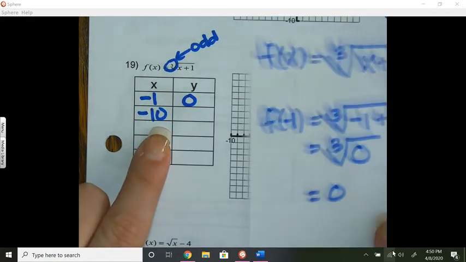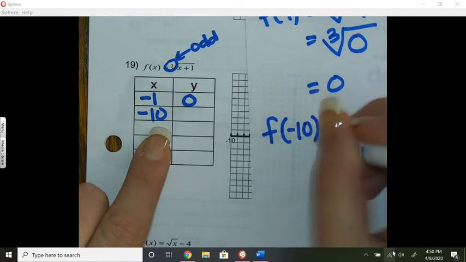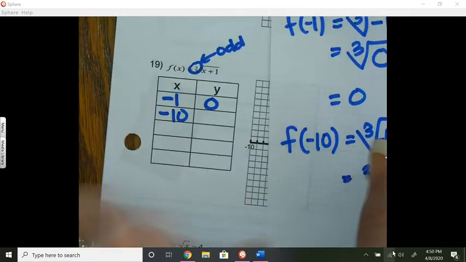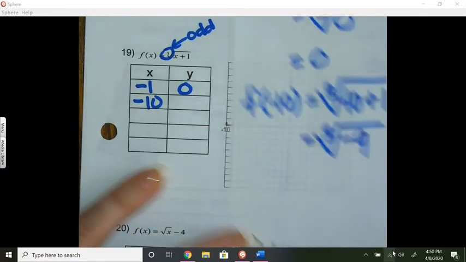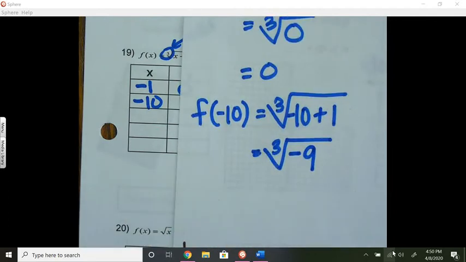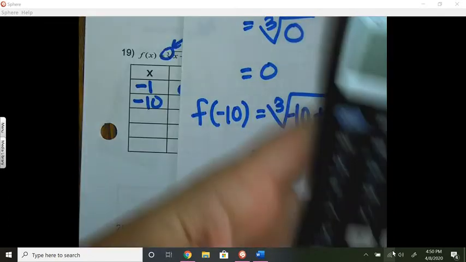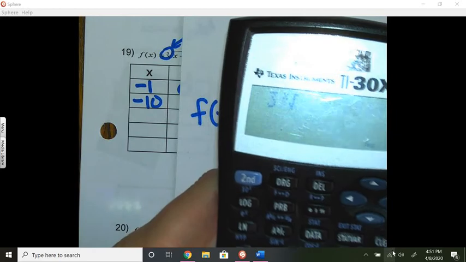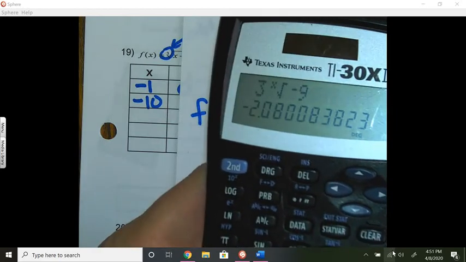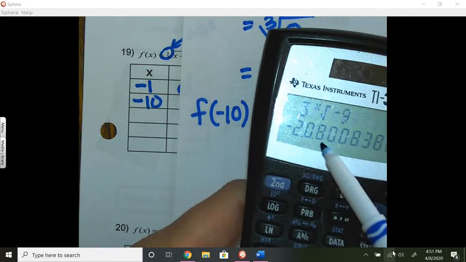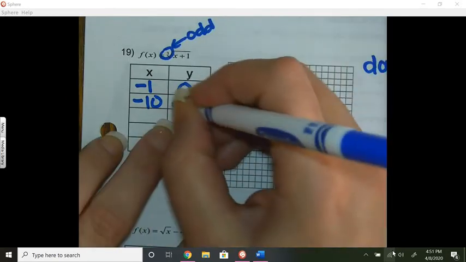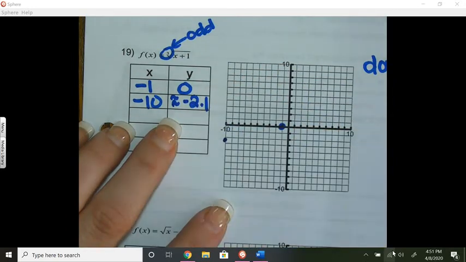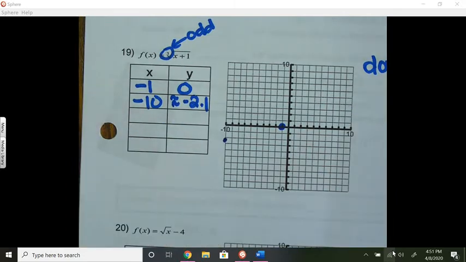Now I'm going to plug in negative 10 for x. Negative 10 plus 1. That's negative 9. And then what times itself 3 times is negative 9? So that's going to be some decimal number. So I'm going to put in the cube root of negative 9. And it's about negative 2.1. So about negative 2.1. So about right there. Okay, so we're going to plug in whatever numbers we want.